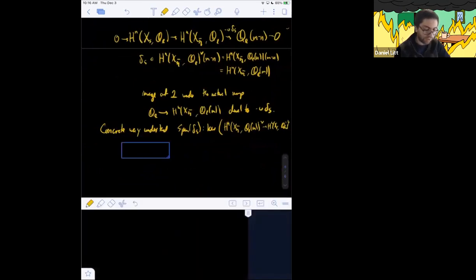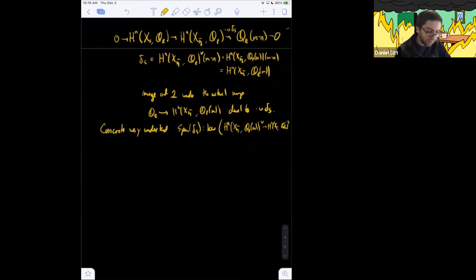Right. So okay, what is this saying? What this is saying is you should think of this dual space as some kind of homology. So the dual of the co-specialization map is the map from the homology of the general fiber of your family to the homology of your special fiber, and the kernel is the cycles that vanish when you do that. So that's why this is called vanishing cycles.